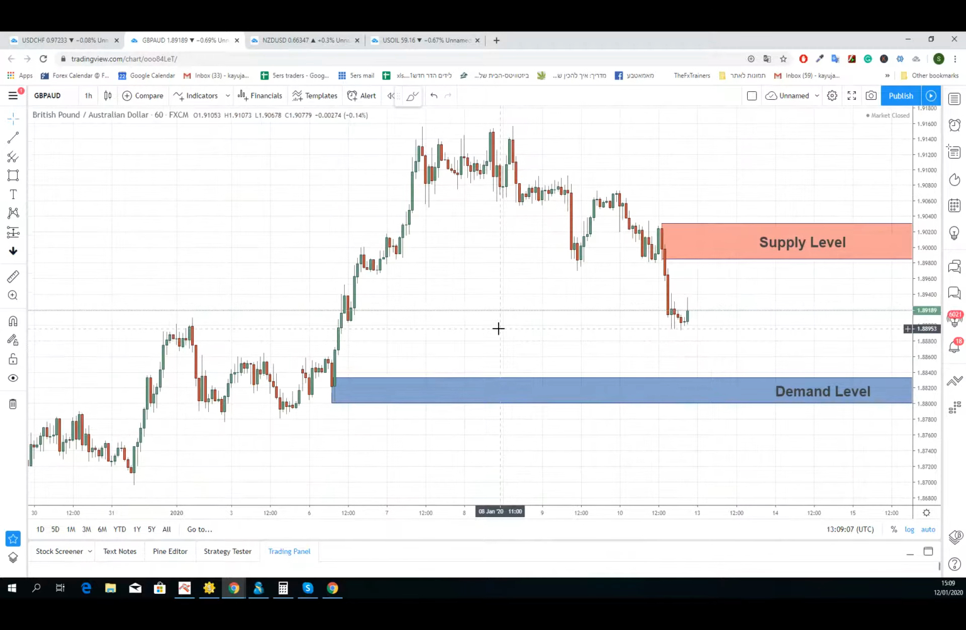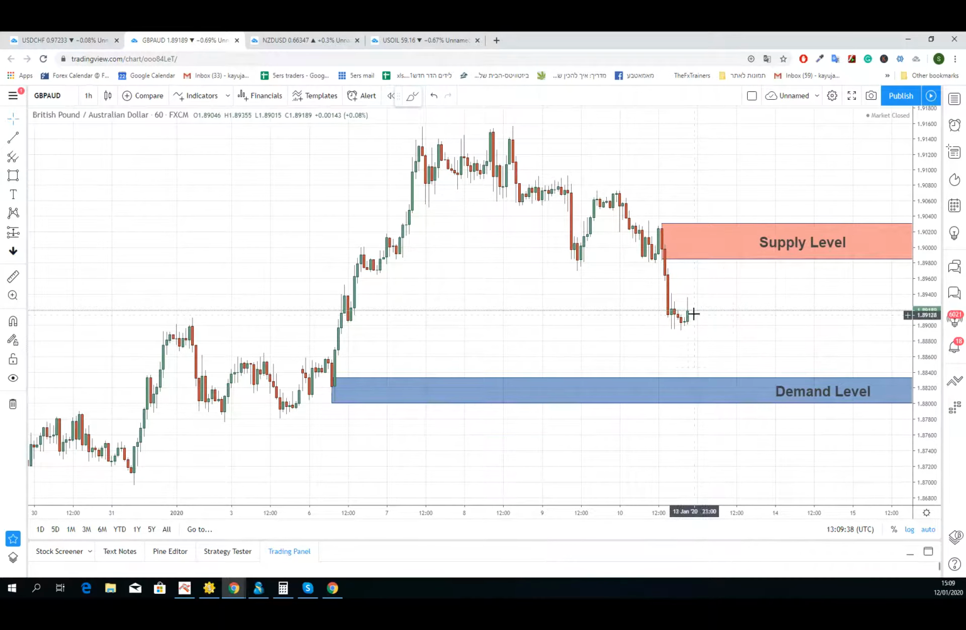So as you can see, the GBP and the Aussie look a bit like the previous currency we checked, the Kiwi and the dollar, which is above us there is a fresh new supply, and below there is a fresh demand. The price still didn't touch the supply above, and not even the demand below. So it's kind of between those levels, the price now.